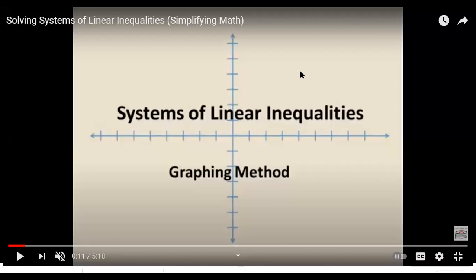To solve means what? To solve a system of linear inequalities means that we are looking for what? Ahmed Hussein, what is our objective today? To find what?